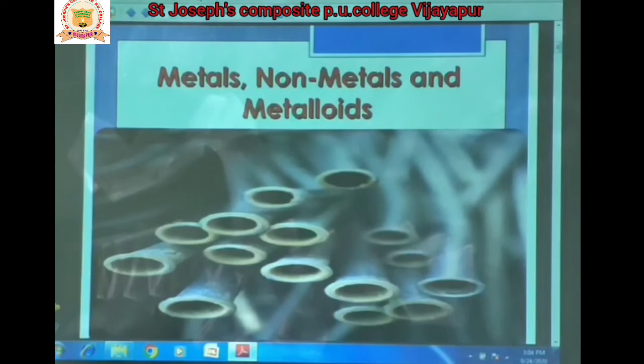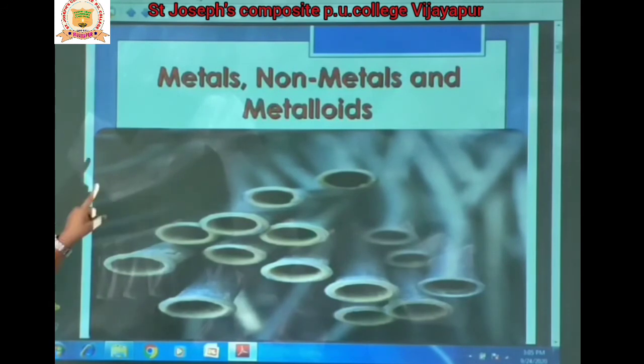And non-metals. Non-metals are the opposite of metals. They are not lustrous, meaning no shining surface, and non-sonorous, meaning not sound producing. They are not good conductors of heat and electricity, and they do not show malleability and ductility. They exist as solids, liquids and gases, but mainly as gases. Next, metalloids show properties in between metals and non-metals. They show the properties of both.